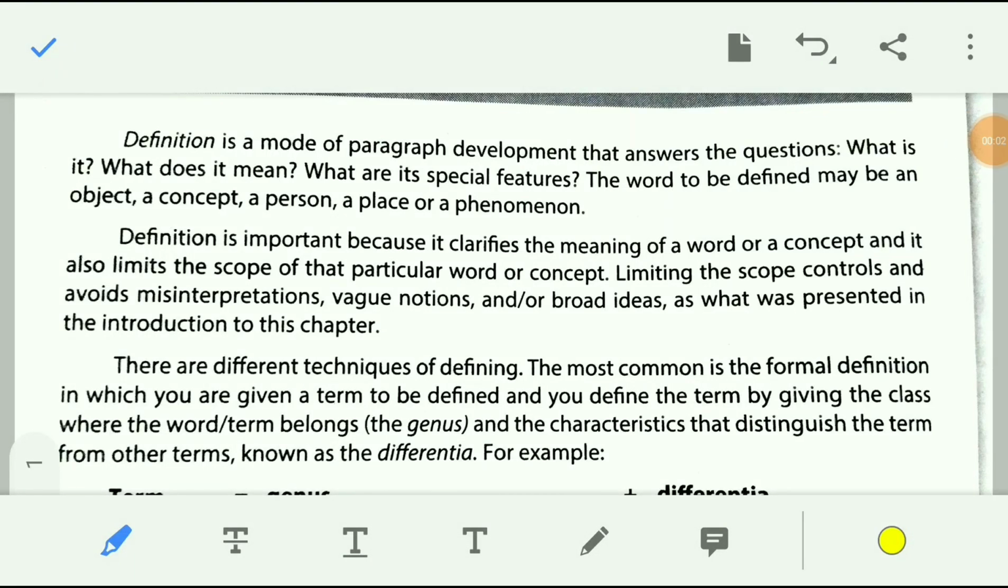Good day, everyone. In preparation for writing a concept paper, it is important that we know how to define, and today we're going to be learning about definition. Definition is a mode of paragraph development that answers the questions: what is it? What does it mean? What are its special features? The word to be defined can be an object, a concept, a person, a place, or a phenomenon.